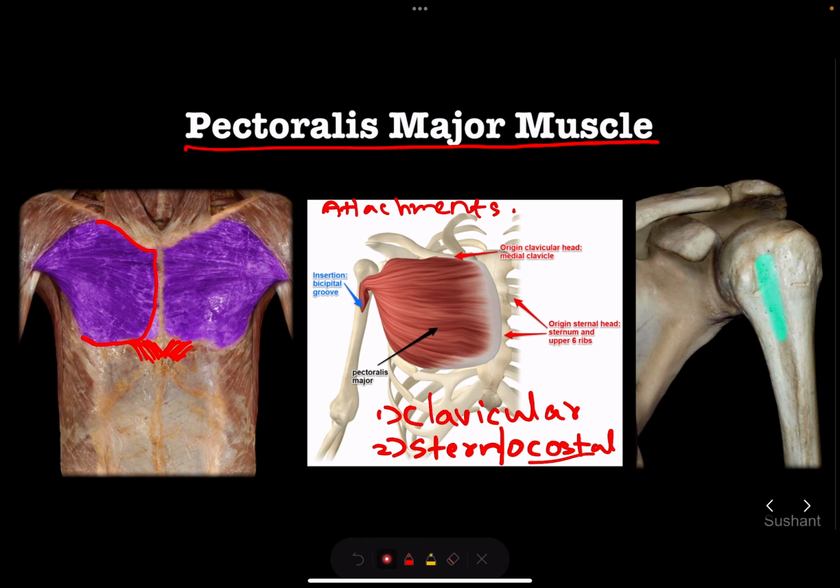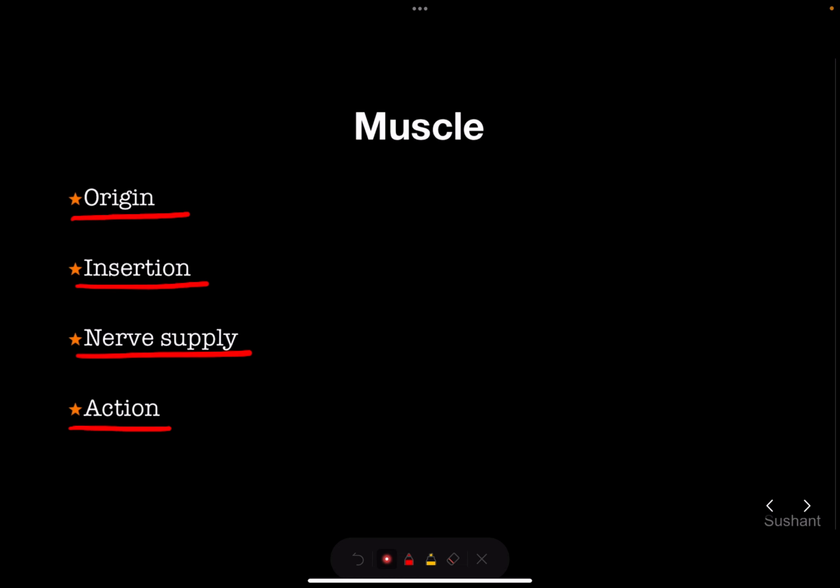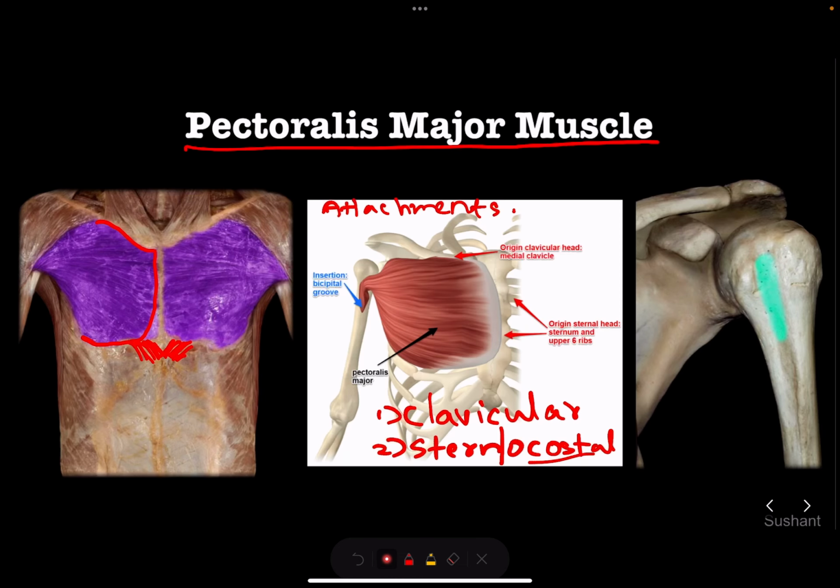So these two layers come together close to the insertion, and then they get twisted, forming a tendon of about 5 centimeters broad. Roughly 5 centimeters broad tendon it forms, and this tendon then gets inserted to the bicipital groove, which is here in the arm. Okay, so now the mode of insertion is by forming a flat bilaminar tendon.